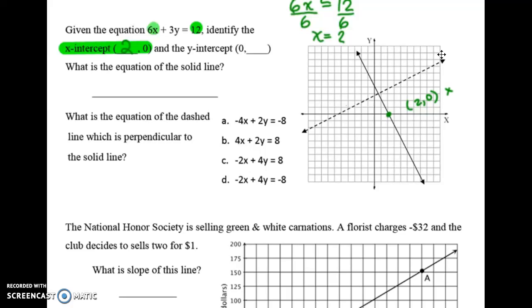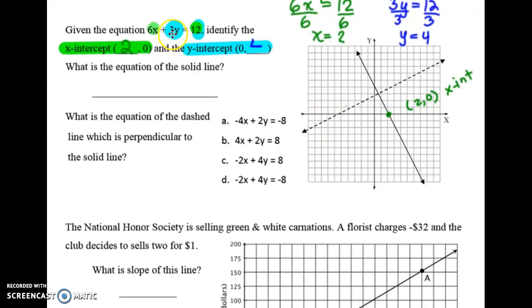Just so you know, the x-intercept will always be on the x-axis. So the 0 goes in for y. That's why I can solve the equation 6x equals 12. I simply divide both sides by 6. The 6 over 6 cancels out to leave us with x. And 12 divided by 6 equals 2.